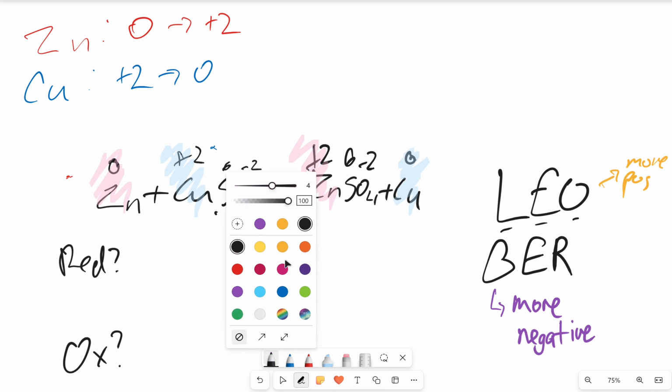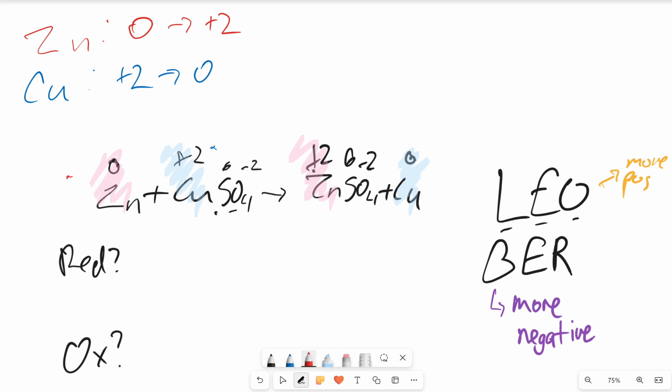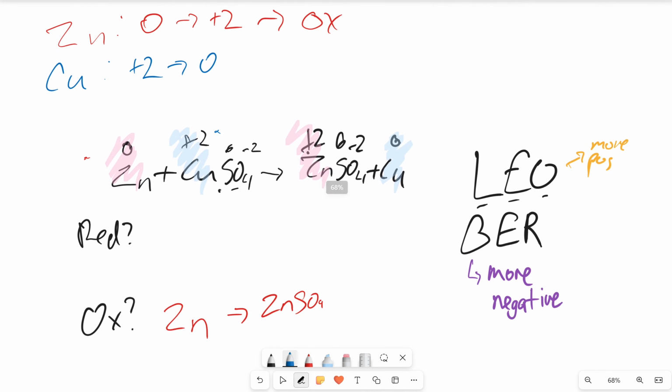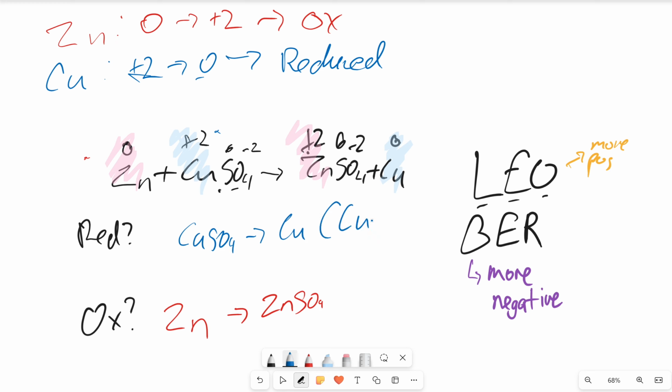Okay, so what's happening? Zinc is going from 0 to +2. It's getting more positive, right? So zinc is being oxidized. Let's write that down here: zinc to zinc SO4. And then copper is going from +2 to 0. It's getting more negative. Therefore, copper is being reduced, right? That was shockingly simple, right? That was really easy.